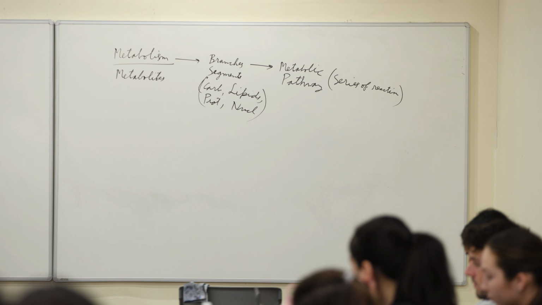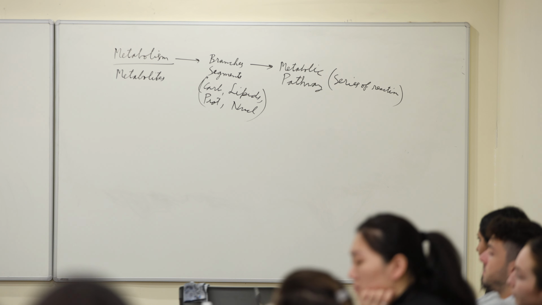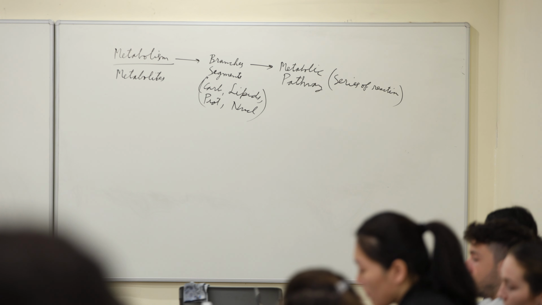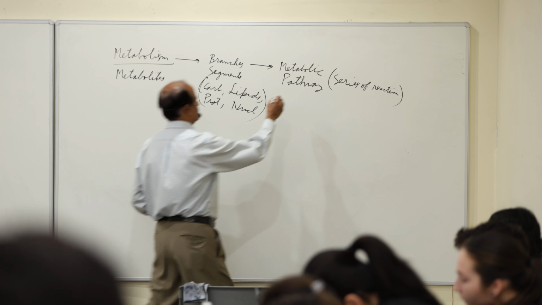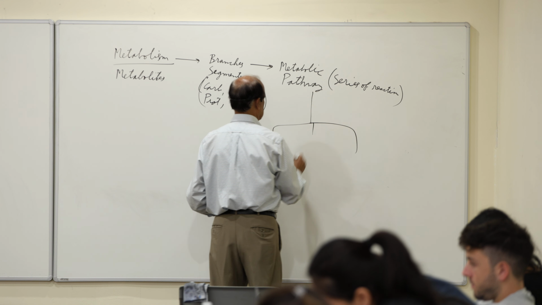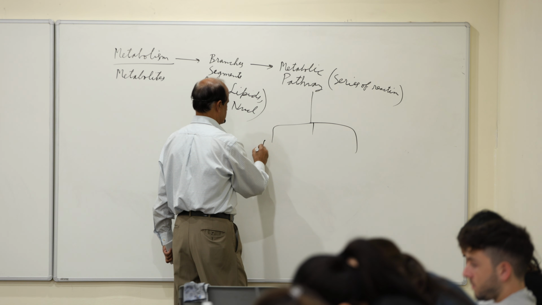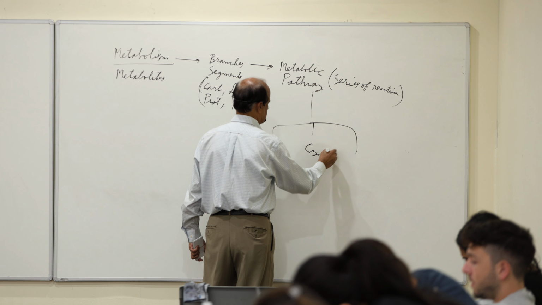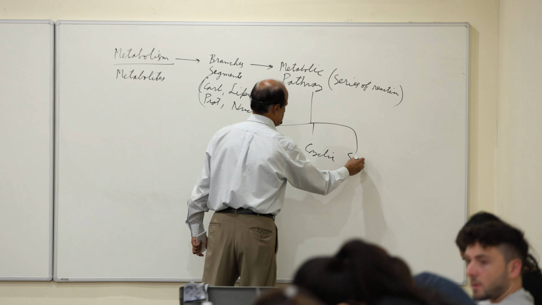All right, so metabolic pathways can be of three types. They can be linear, they can be cyclic, or they can be spiral.